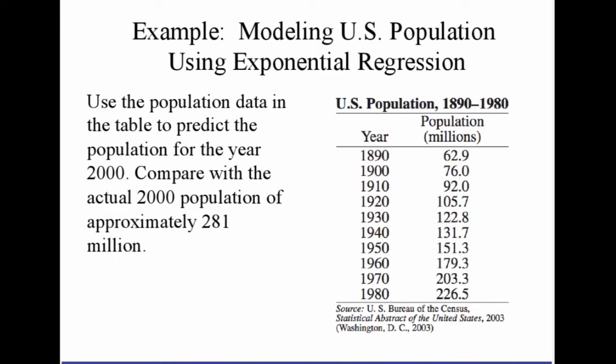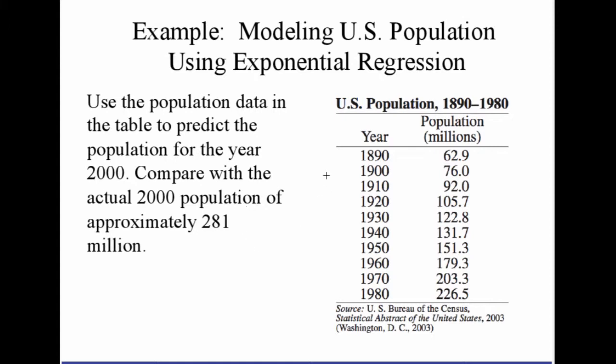So here's some data. Use the population data in the table to predict the population for the year 2000. Compare with the actual 2000 population of approximately 281 million people. So if you have your TI handy, it might be a good idea to go ahead and enter this data in and see if you can try generating a scatter plot, generating the regression model, graphing both on the same graph, and see what you get. I'm going to have that for you here in just a moment.